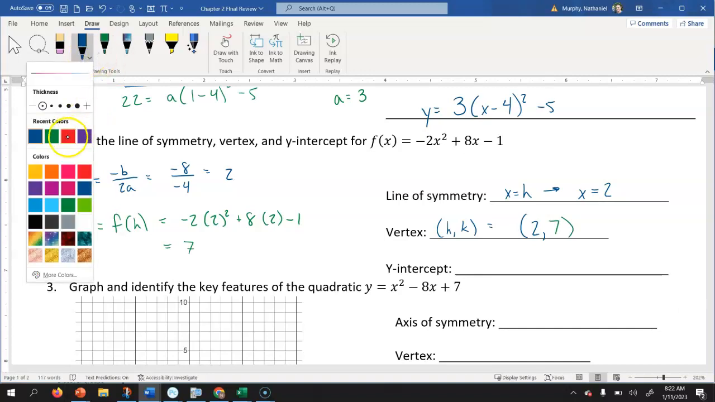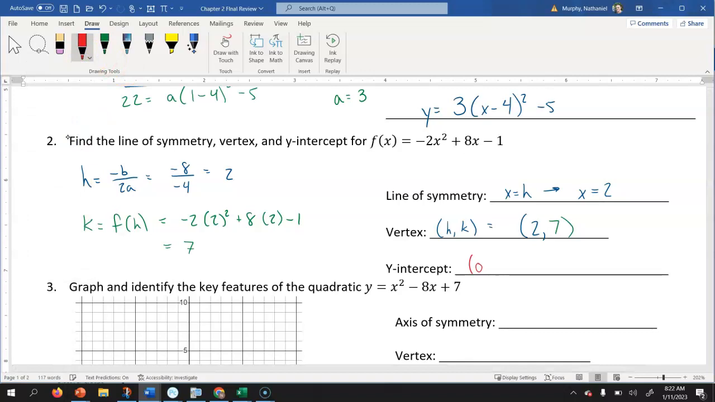Now, your y-intercept, that's always where x is 0. Now, when it's in standard form, it's going to be the coordinate where x is 0, y is c. So our y-intercept is at -1. So it'll be the coordinate where x is 0, y is -1.